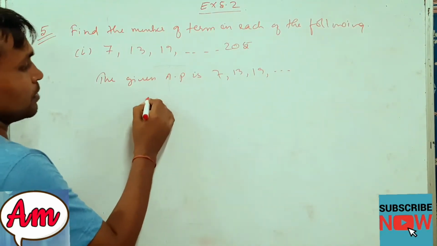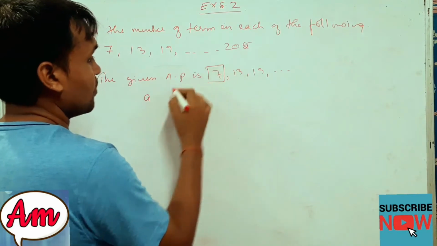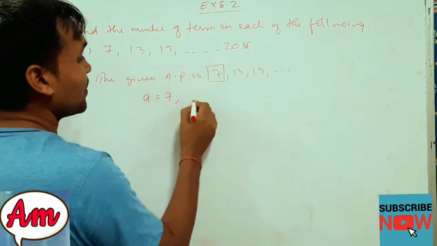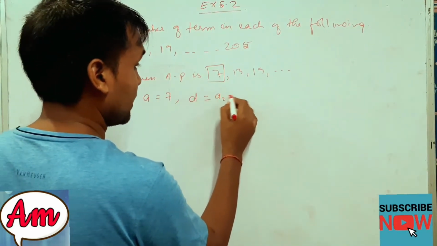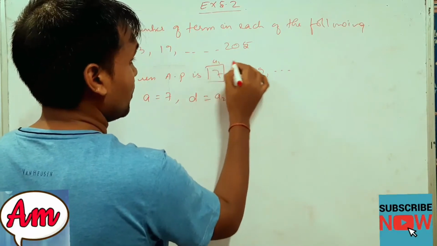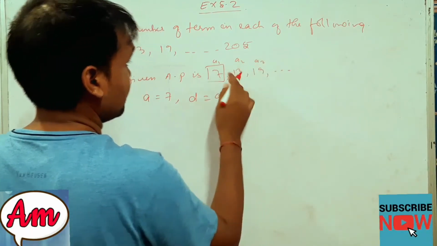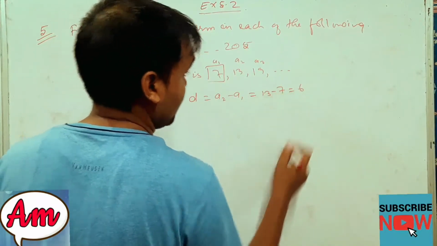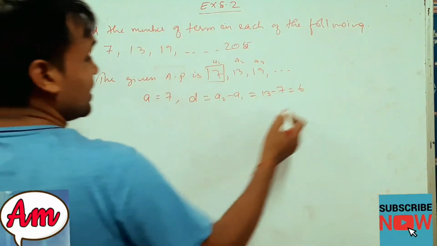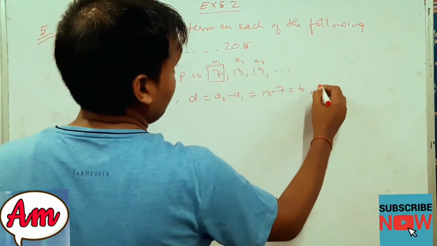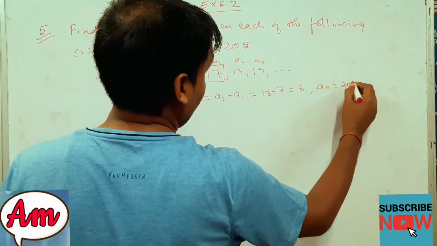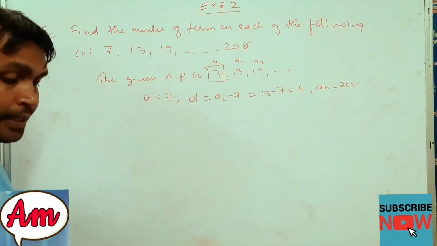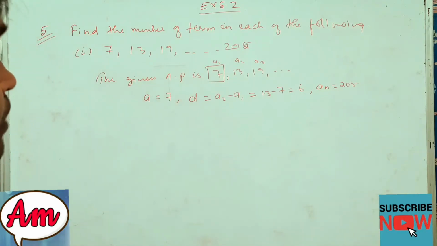So here again the same thing. What is our first term? The first term is this one, so a equals 7. D equals a2 minus a1. This is our a1, this is a2, this is a3. So a2 is 13 minus 7, how much will it come? 6. Next, an, they have given the nth term, that is 205. Done. Now we are going to find out n.